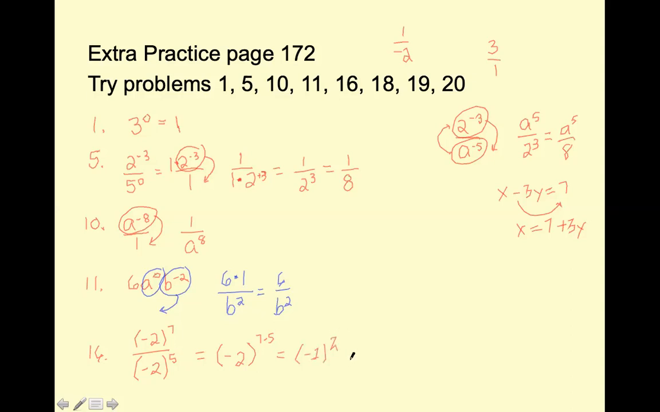It's kind of a scratchy looking negative 2. So remember, when you see a squared or a second power, you're taking that number and multiplying it times itself. So negative 2 times negative 2 results in a positive 4. All right, let's look at number 18.